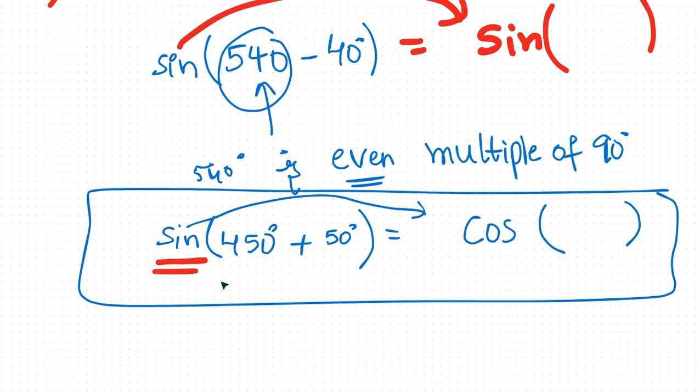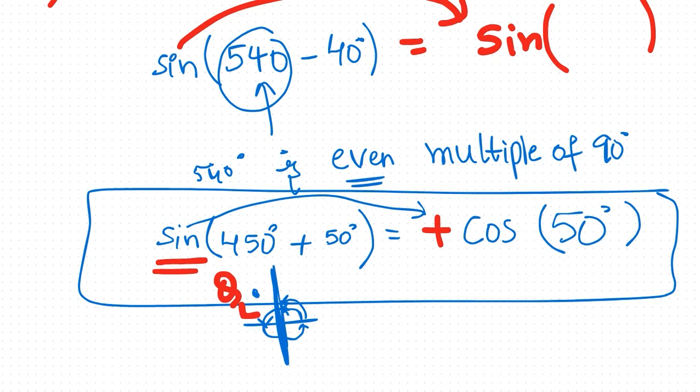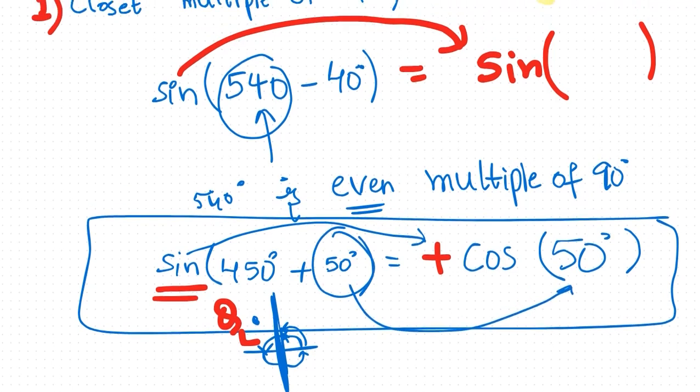In the second case, 450 is 5 folds of 90, right? 1, 2, 3, 4, and then 5. So 450 lies here. So 450 plus 50 means it lies in this quadrant, Q2. In Q2, is sine positive or negative? Sine is positive, so the answer will be positive. So write it as it is, 50 degrees.